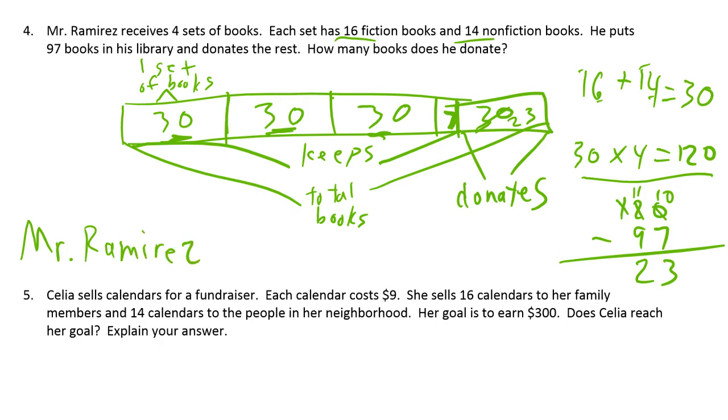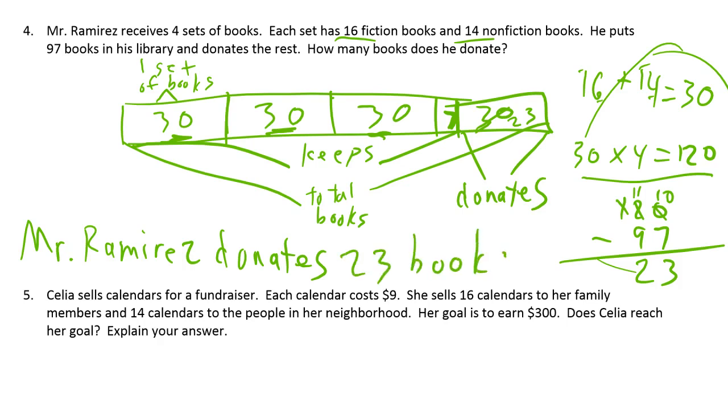So what's easier? Just writing the stuff down right away? Or if you draw the picture, what did I have to do? All I had to do was split up 30 into 7 and 23, and I didn't have to multiply anything or do hardly any subtraction except for figuring out the parts of 30 at the end. Mr. Ramirez donates 23 books.